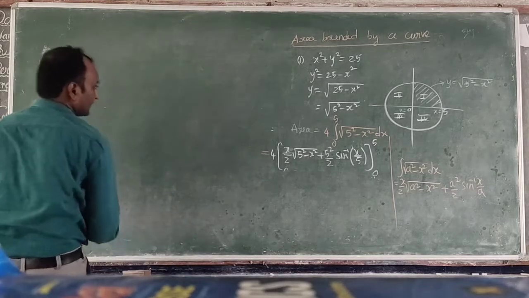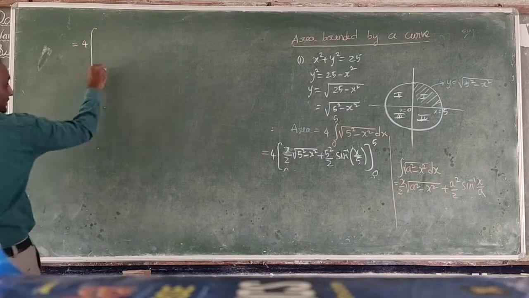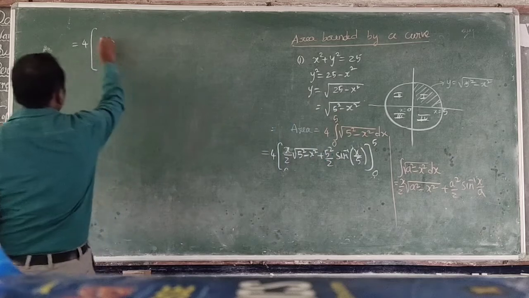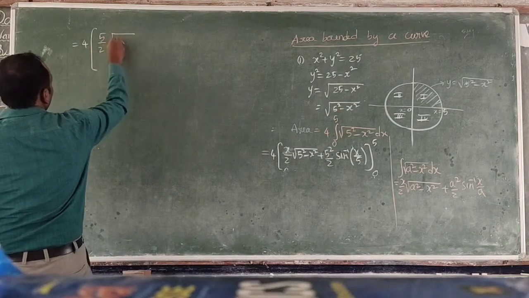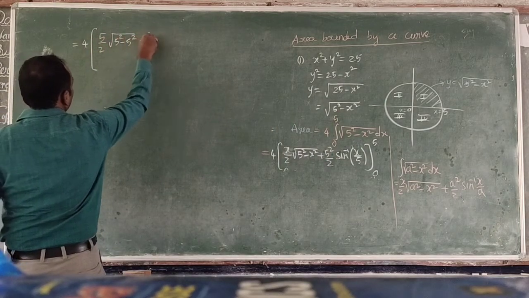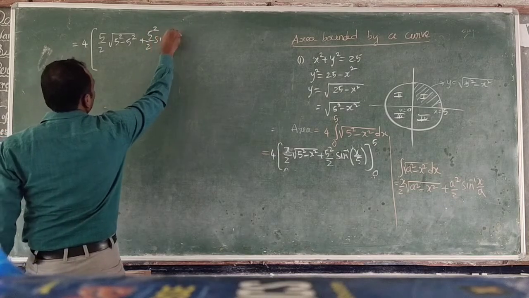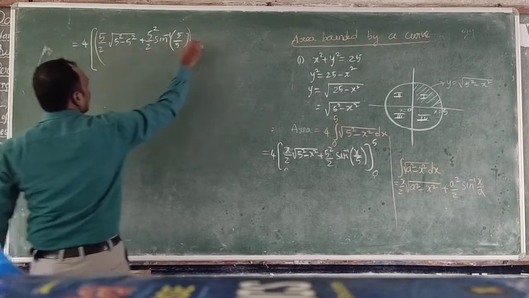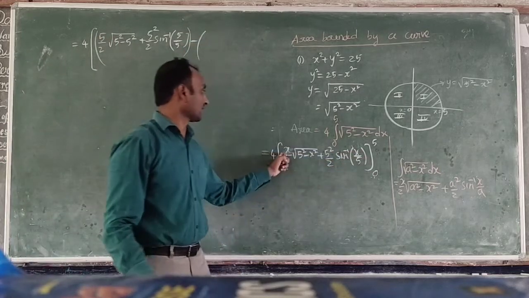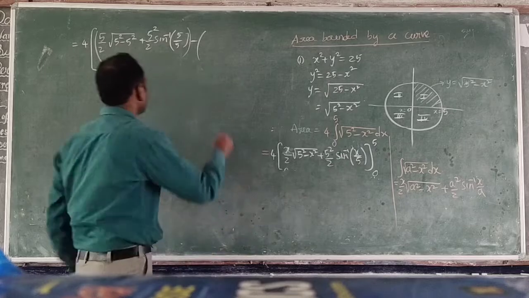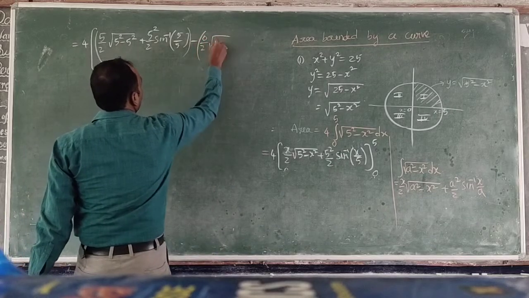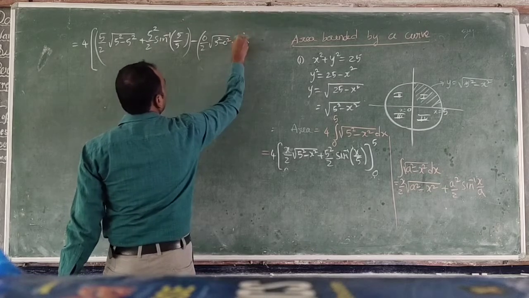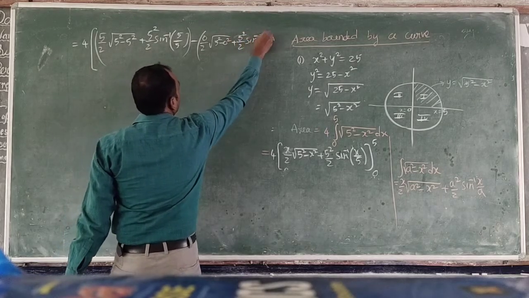Here I am writing: this is equal to 4 into, first substitute x equal to 5, the upper limit, so 5 by 2 root over 5 square minus 5 square plus 5 square by 2 sin inverse x by 5, 5 by 5, minus the value at 0. Next, put x equal to 0 in these three places. So you get 0 by 2 root over 5 square minus 0 square plus 5 square by 2 sin inverse 0 by 5.